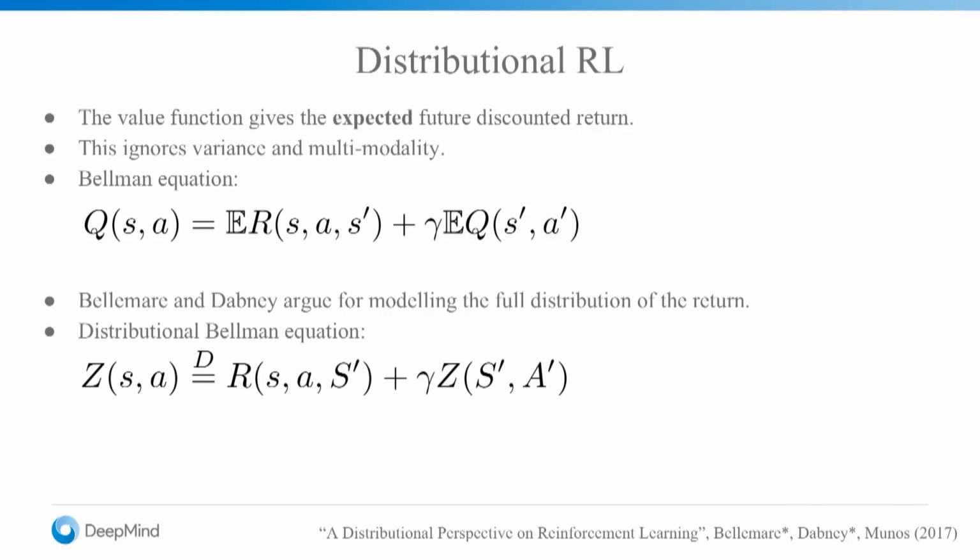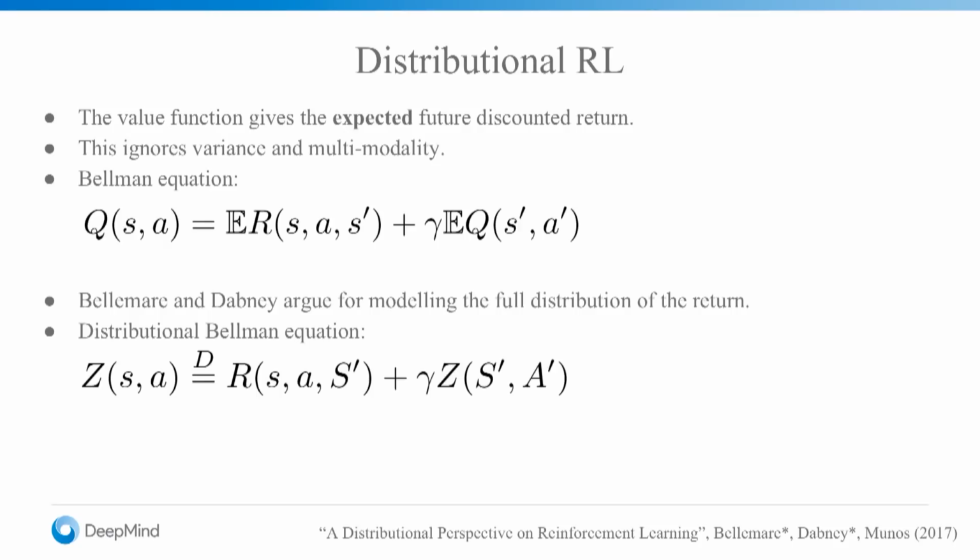Some recent work from Marc Bellemare, Will Dabney, and Rémi Munos at DeepMind started looking at full distributions of returns instead of just expected returns. If we look at the Bellman equation written in a slightly different form, the Q value is essentially the expected reward plus the expected Q value of the next state, where expectations here are over policies and environment dynamics.